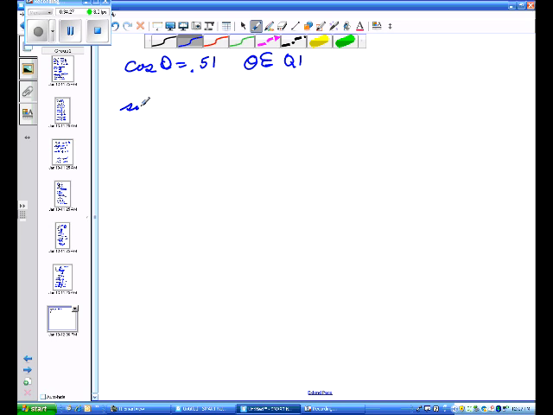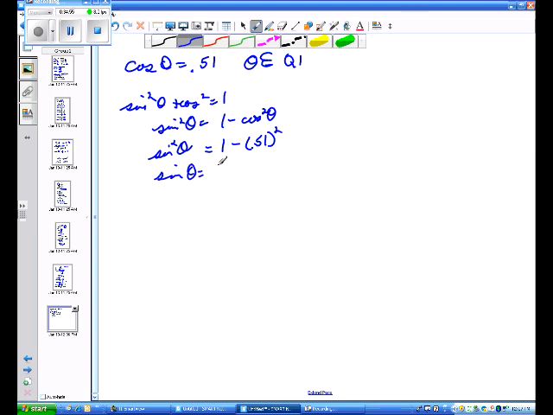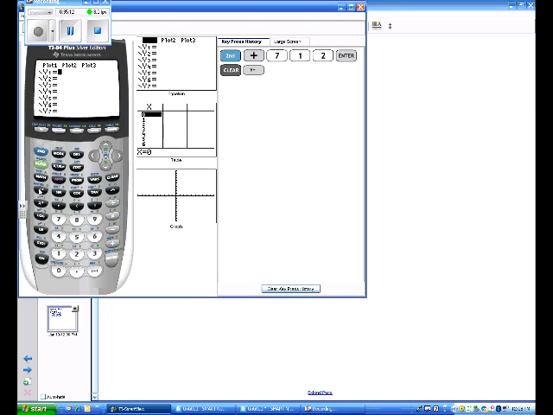Okay, we know that the sine squared plus the cosine squared equals 1. So sine squared equals 1 minus cosine squared. So sine squared theta is equal to 1 minus 51 hundredths squared. And since we're going to use the calculator, the sine of theta is going to equal the square root of 1 minus 51 hundredths squared. Now you can put all of that into your calculator.